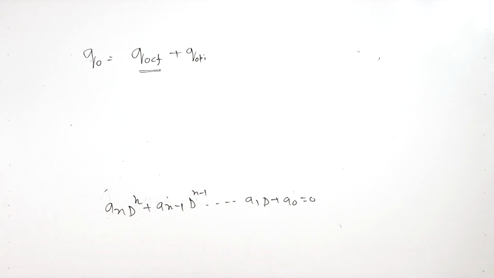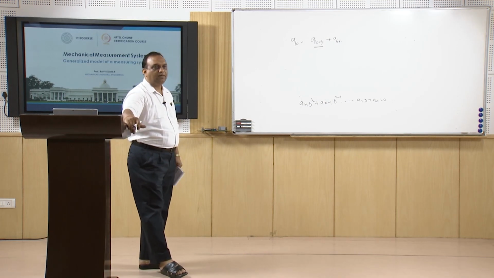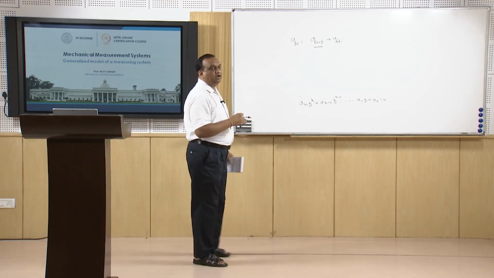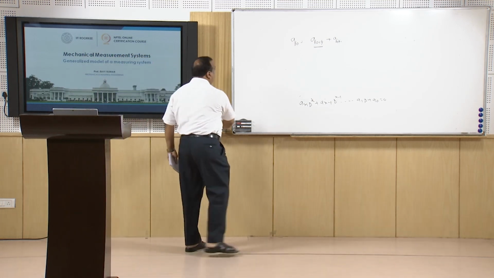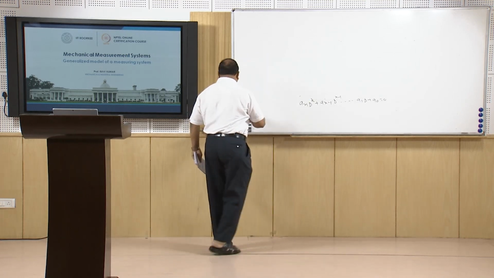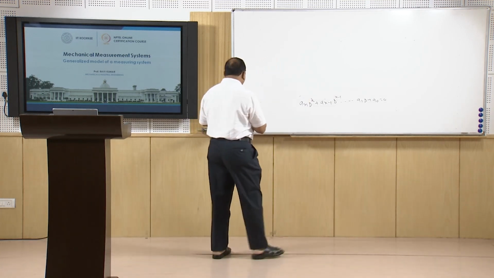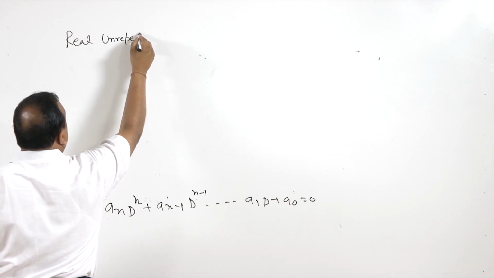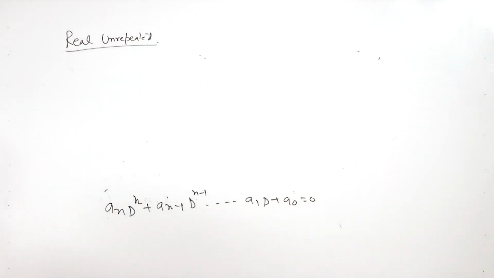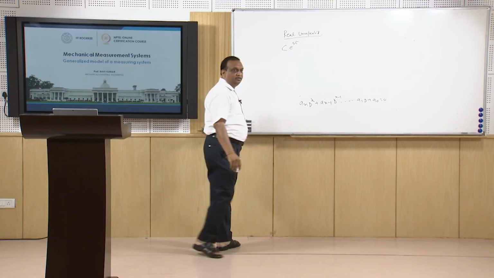Now, for this differential equation, we can have roots which are real and not equal. I mean, we have to take different combinations of real and complex roots, right? So we'll start with the first one. The roots are real and they are unrepeated. Sorry, I said not equal, it is unrepeated. So real roots unrepeated. When roots are real and they are unrepeated, then the solution is C e to power st, where s is the root.